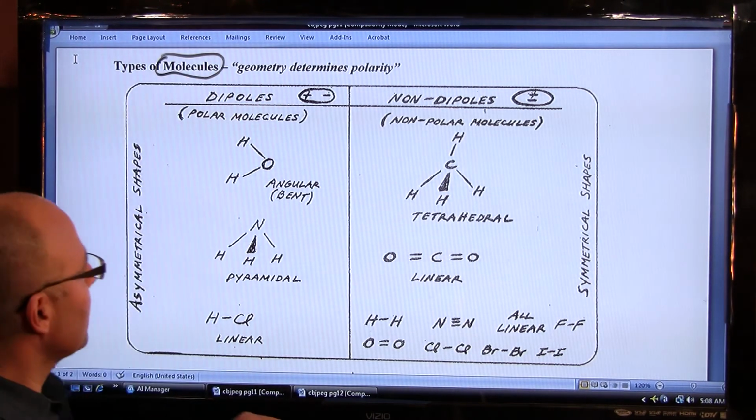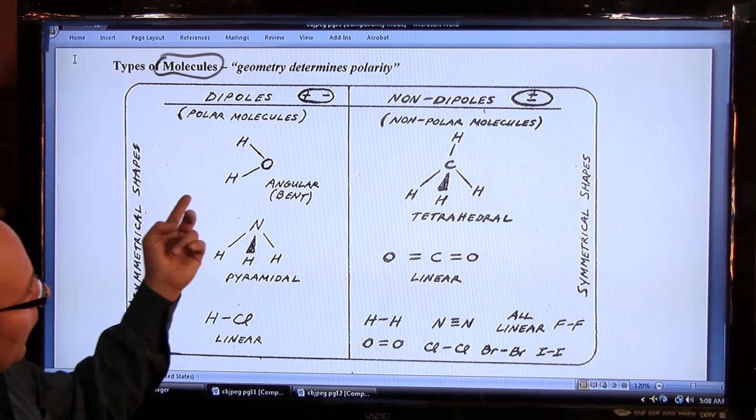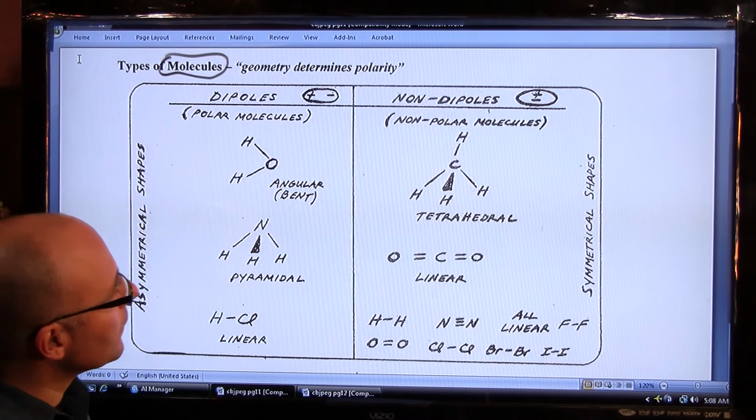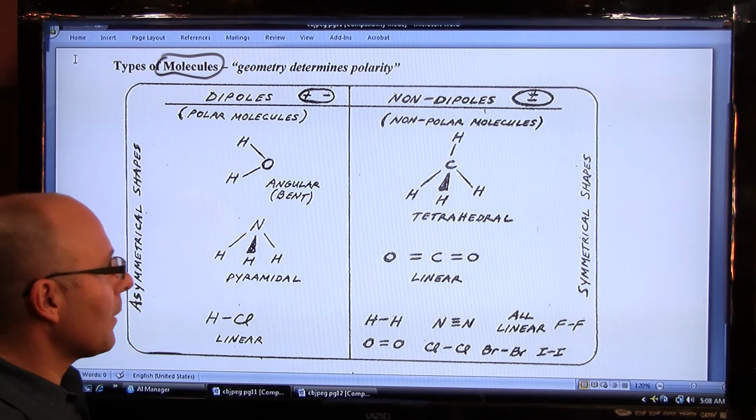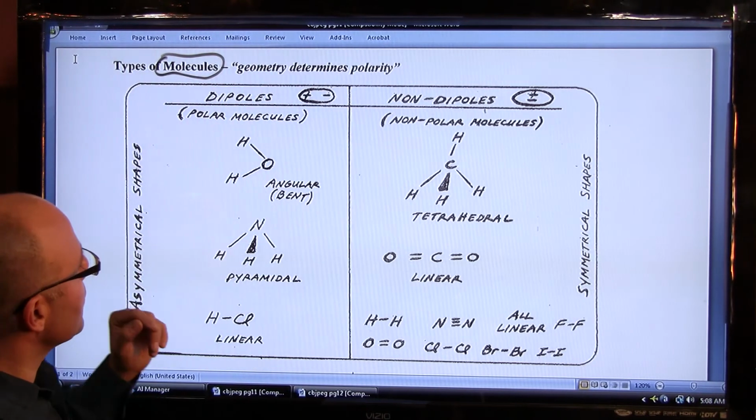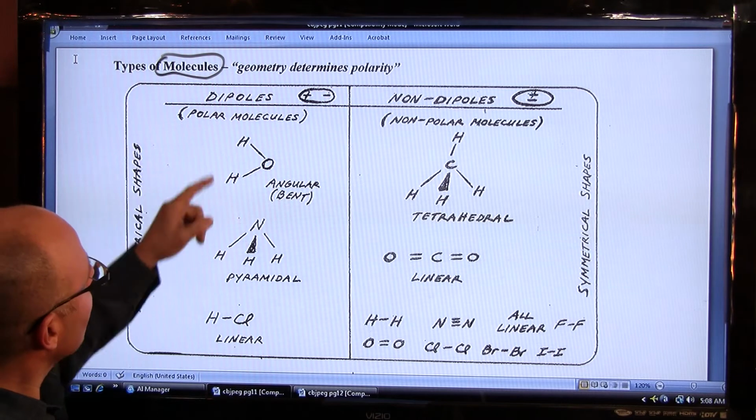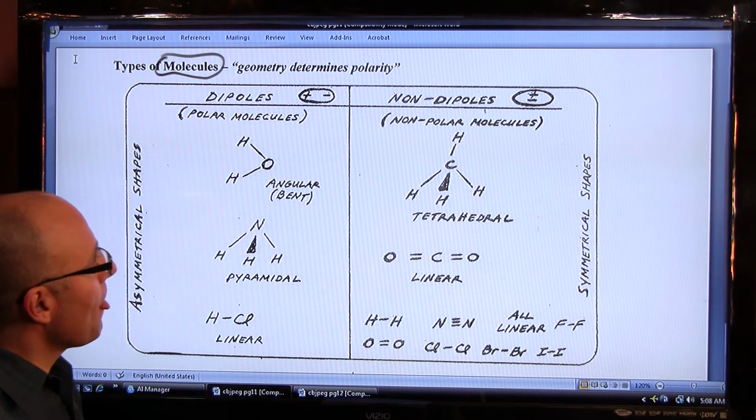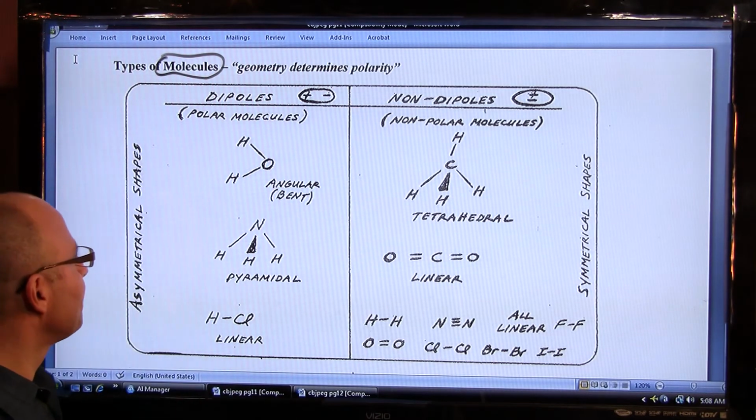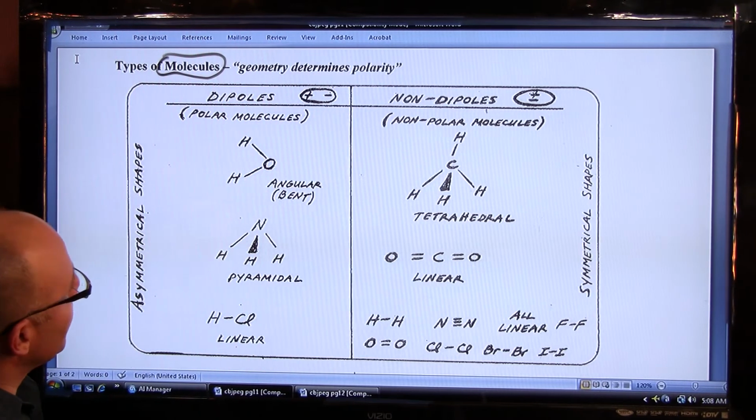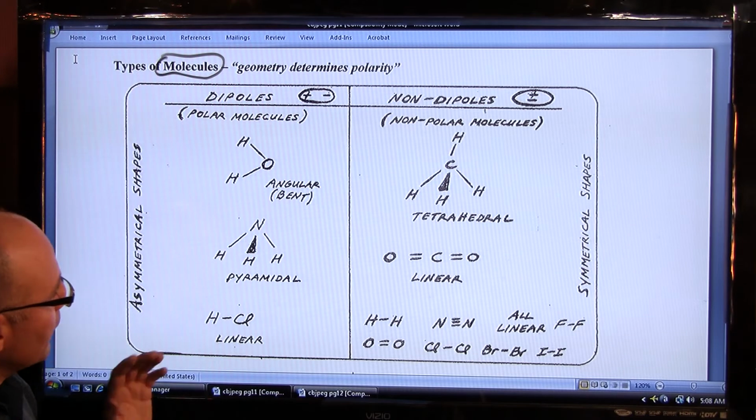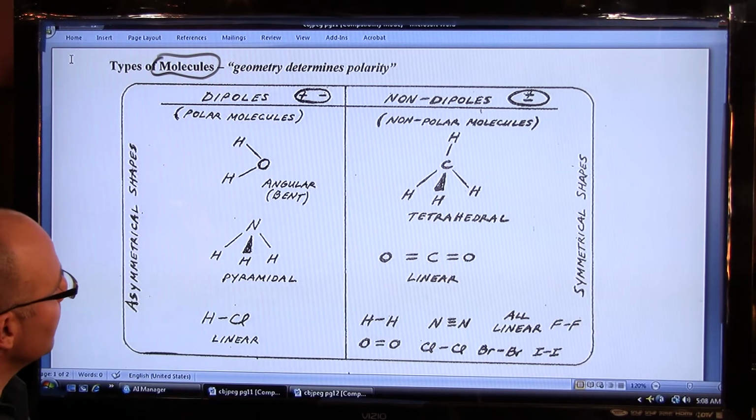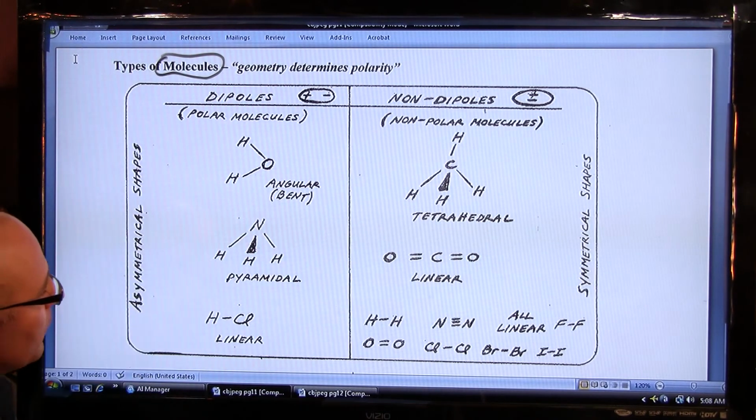And there are two types of molecules: dipoles, also known as polar molecules, and non-dipoles, also known as nonpolar molecules. And that's where the confusion lies, because we use this word polar to refer to molecules and to refer to bonds. So, let's see if we can break this down. The easiest way to think of it is the molecules that have symmetrical shapes, and I have the shapes here depicted for you.